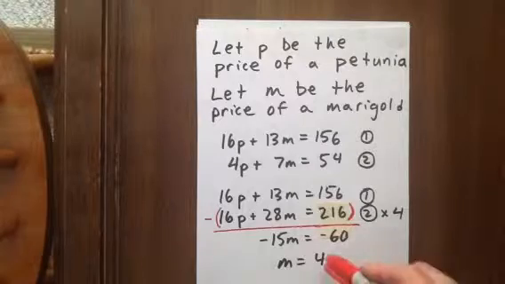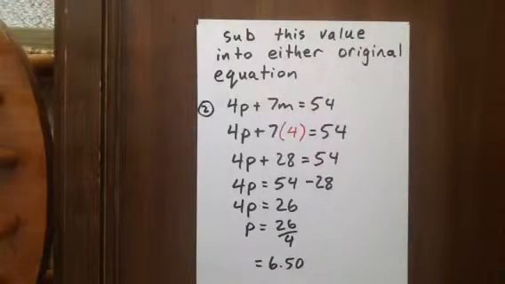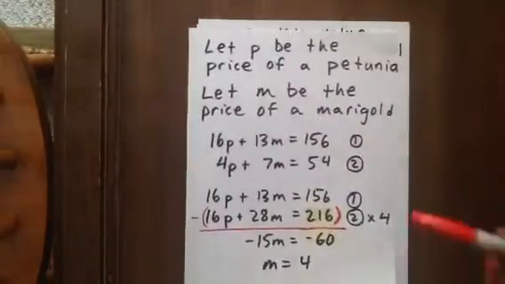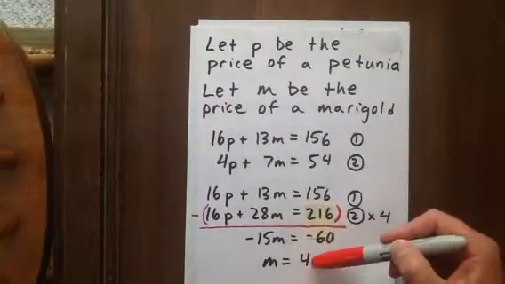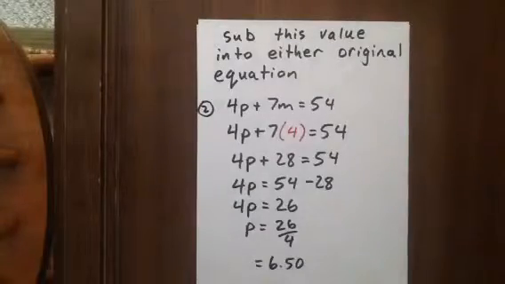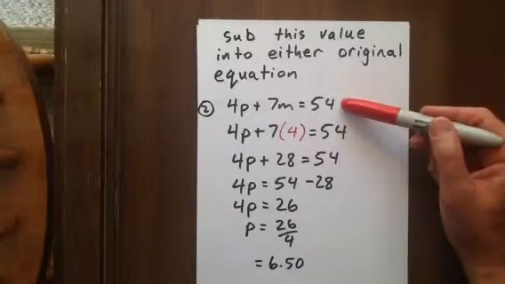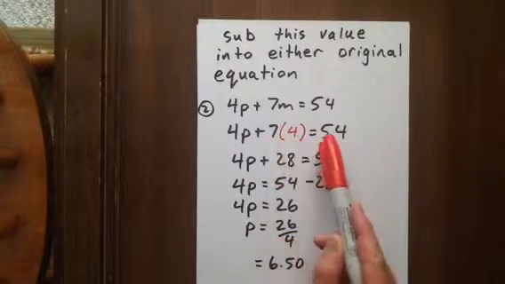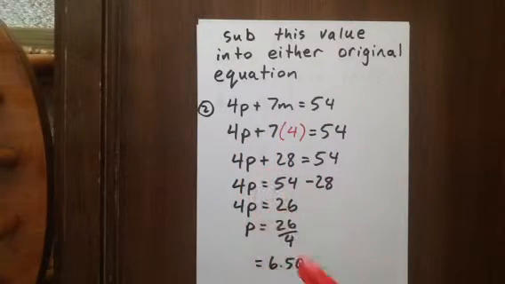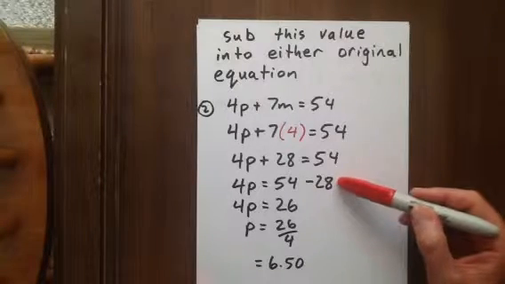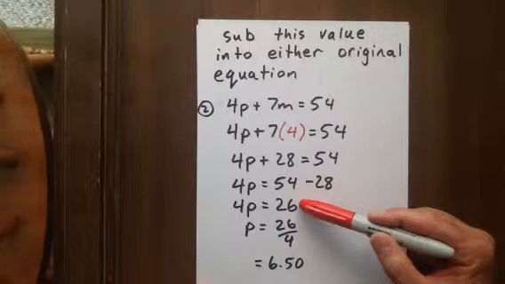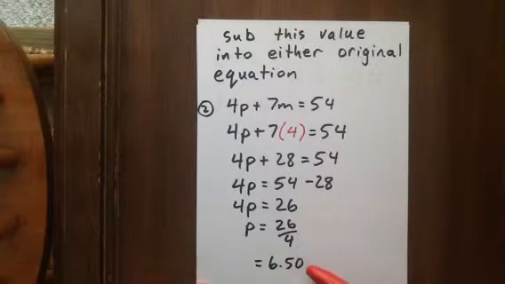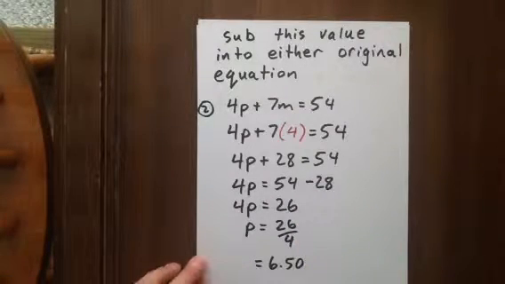Well, what I'm going to do now is take this value and plug it into either of these equations. So I'm going to use equation 2 because the numbers are a little smaller. So I'm going to plug m equals 4 into equation 2. So instead of 4p plus 7m equals 54, I can say 4p plus 7 times 4 equals 54, which means 4p plus 28 is 54, which means 4p is 54 minus 28, which is 26. P is 26 over 4, or in other words, 6.50.